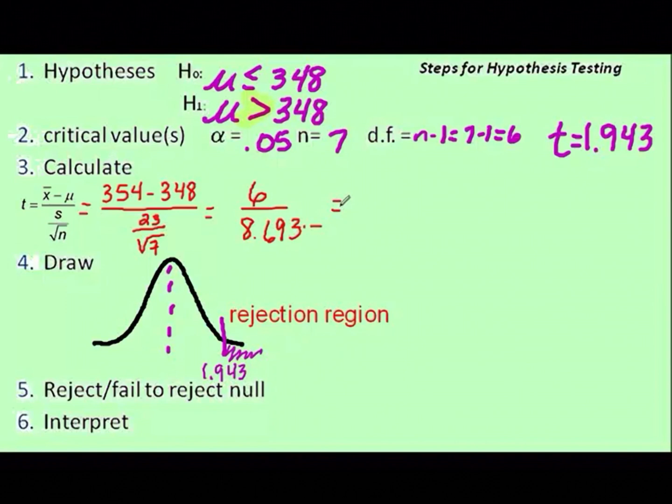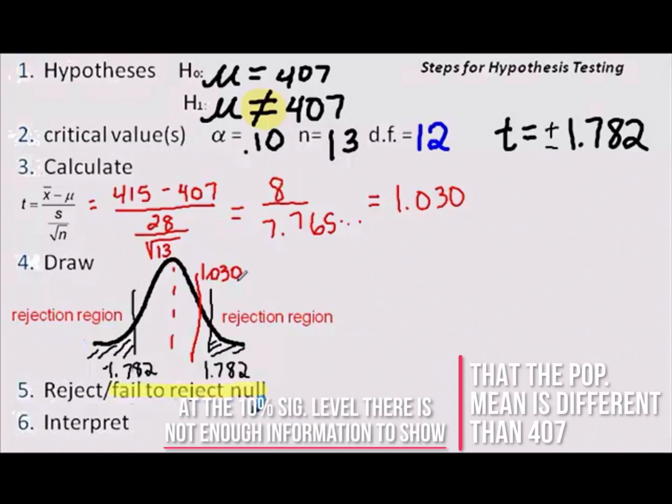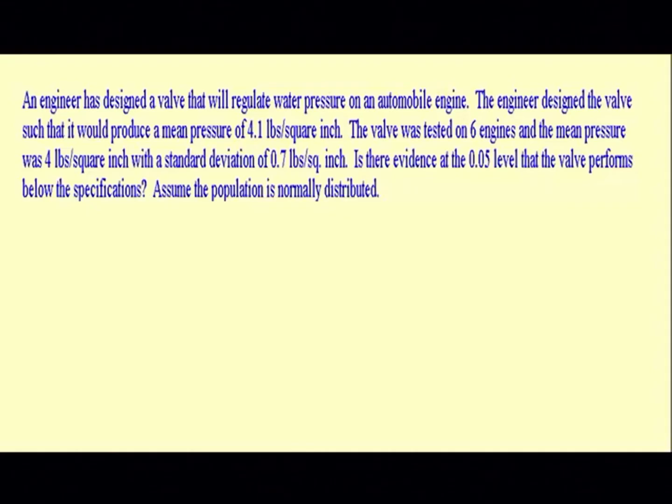For division, of positive 0.690. That too is in the non-rejection region. We will fail to reject the null. This means that at the 5% significance level, there is not enough information to say the population mean is greater than 348. Last problem.